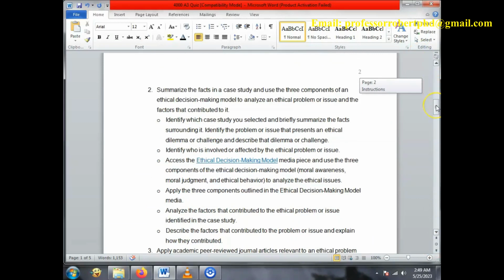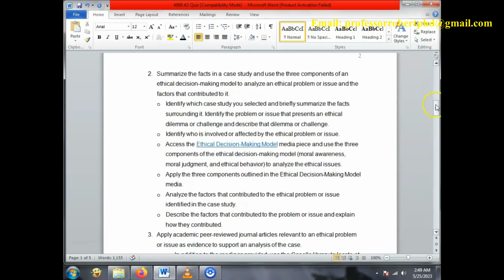2. Summarize the facts in a case study and use the 3 components of an ethical decision-making model to analyze an ethical problem or issue, and the factors that contributed to it. Identify which case study you selected and briefly summarize the facts surrounding it. Identify the problem or issue that presents an ethical dilemma or challenge and describe that dilemma or challenge. Identify who is involved or affected by the ethical problem or issue.